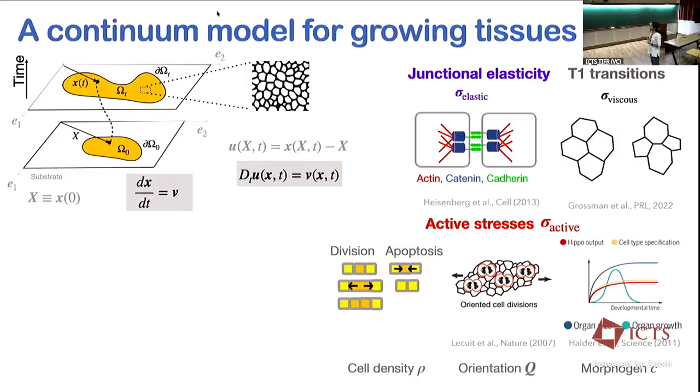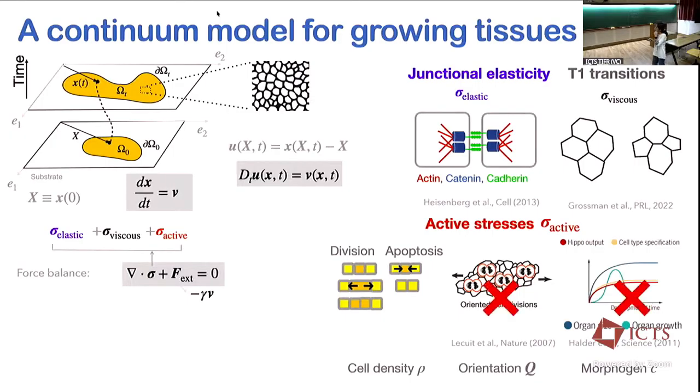So all these three kinds of stresses enter the force balance equation, which in the overdamped limit has this form, where basically friction against the substrate balances the divergence of the total stress. So for now, we will neglect the Q and C dependence of the active stress and propose an active stress that only depends on the density field, and the cell division axes are isotropic in the plane of the tissue.